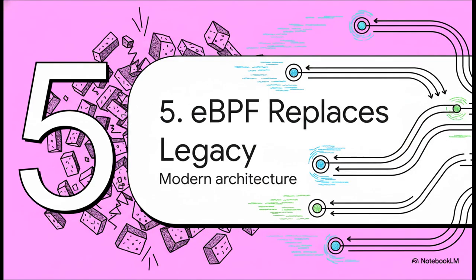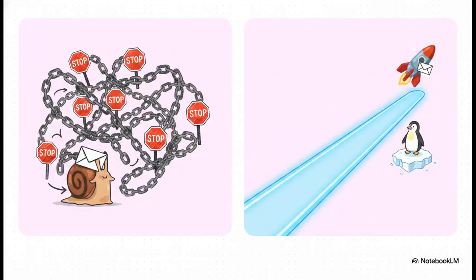Let's turn to part 5. eBPF replaces legacy architecture. Fortunately for all of us, technology has evolved. Let's look at how modern network architecture is finally replacing this fragile legacy bottleneck. Increasingly, modern Kubernetes setups are utilizing eBPF through tools like Cilium.